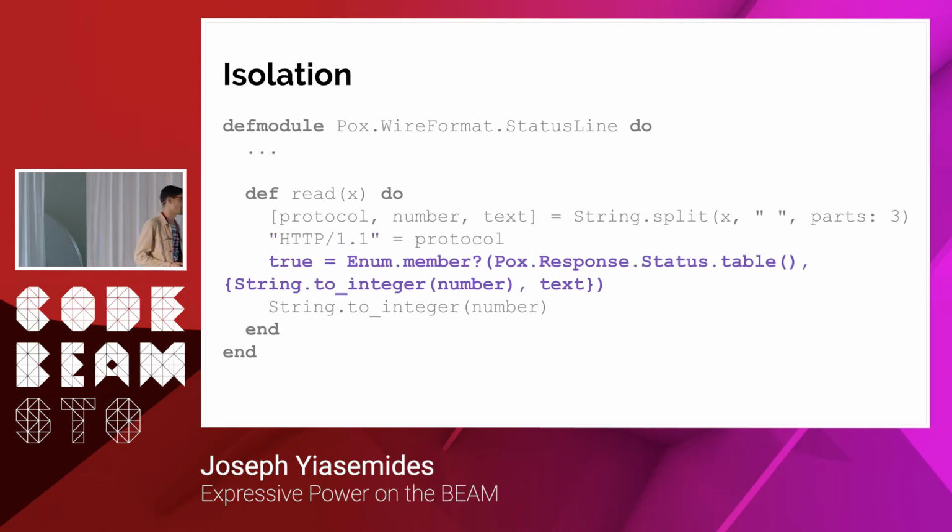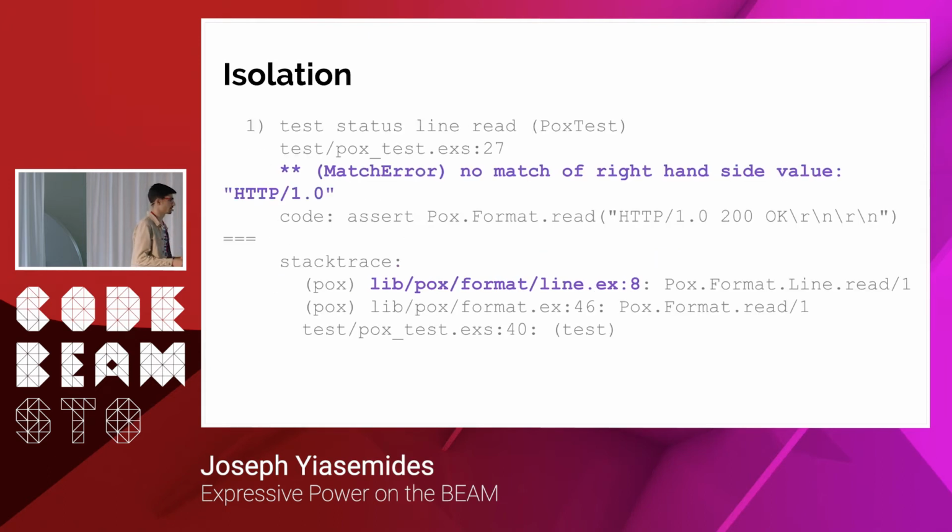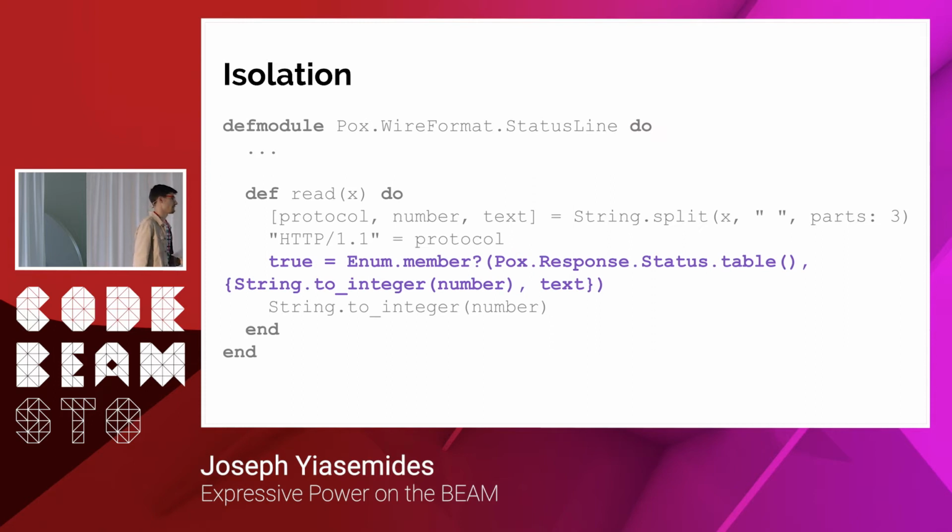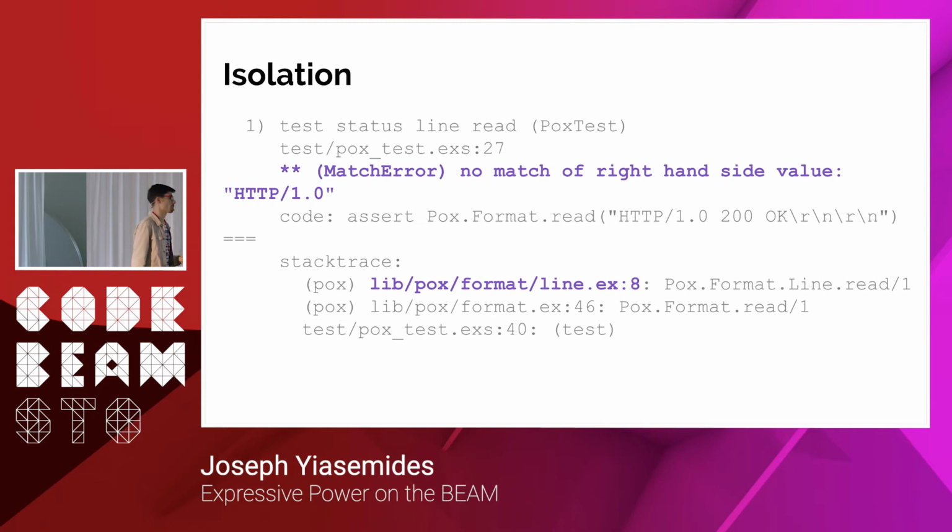On this line, we're making sure that we recognize the status number that comes in and that it matches the text that we get. And then the only thing that the status line really returns at the end is the status number itself. If we test that out and give it something like HTTP 1.0 instead of the 1.1 that we really expect, this is the error message we get. And we can see so clearly that it's because we're pattern matching on the HTTP 1.1 there, and that's not succeeding.